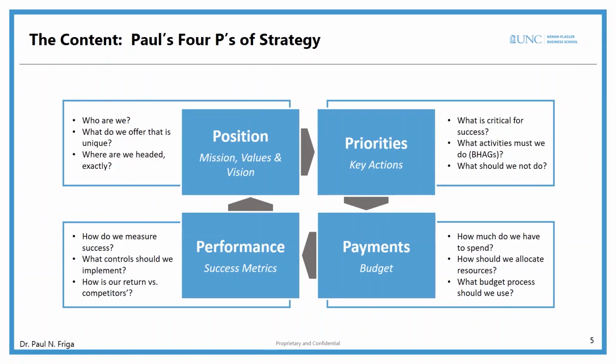That's the problem. Many people have stated strategies, but they don't affect action. So let's dig a little deeper. What is in the contents of strategy? What exactly is it? I've created a framework called Paul's 4 Ps to summarize it. First, it's position, then priorities, payments, and performance.